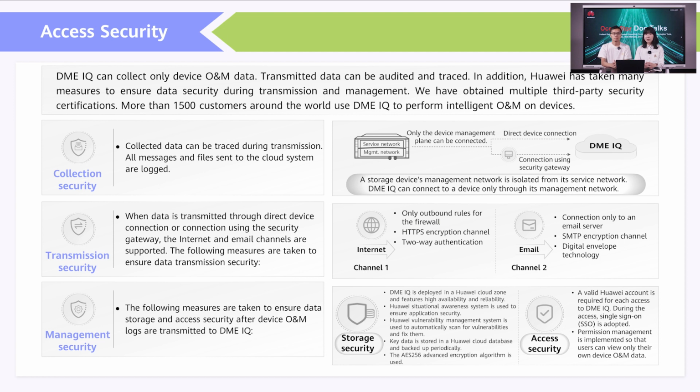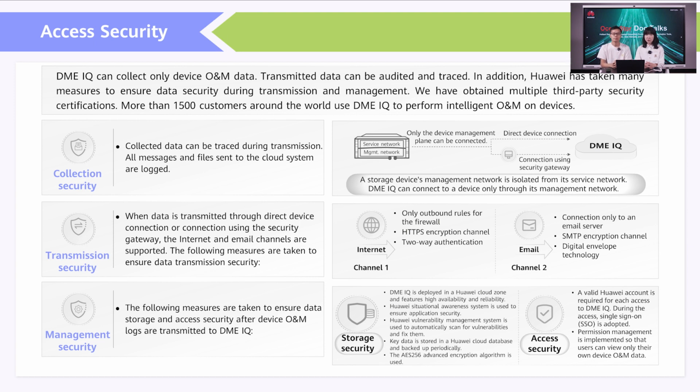The second measure is transmission security. DME IQ uses the HTTPS encryption channel and two-way authentication to ensure the transmission security of the Internet channel. What's more, DME IQ uses the SMTP encryption channel and digital envelope technology to ensure the transmission security of the email channel. The last one is management security.